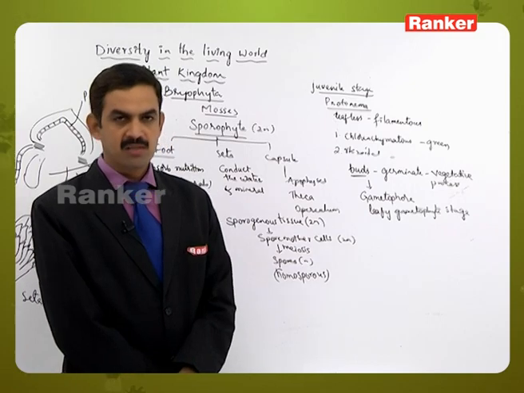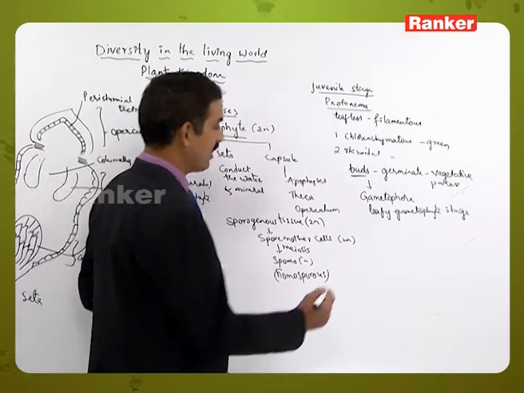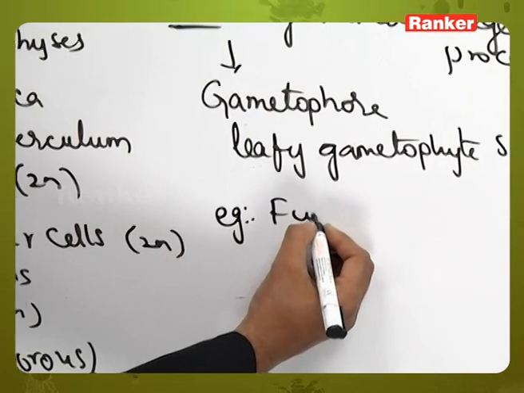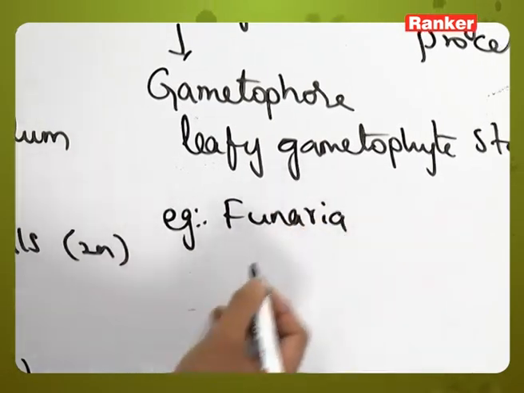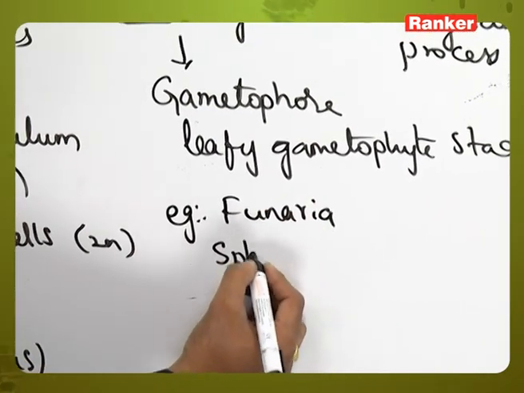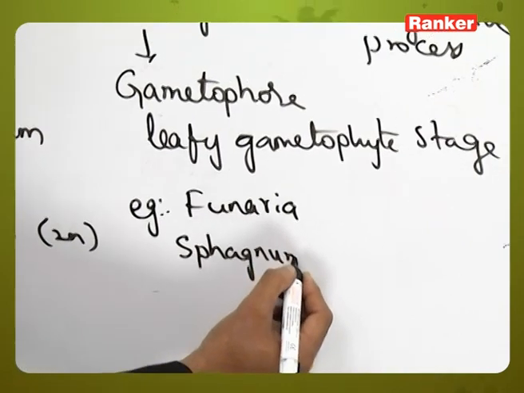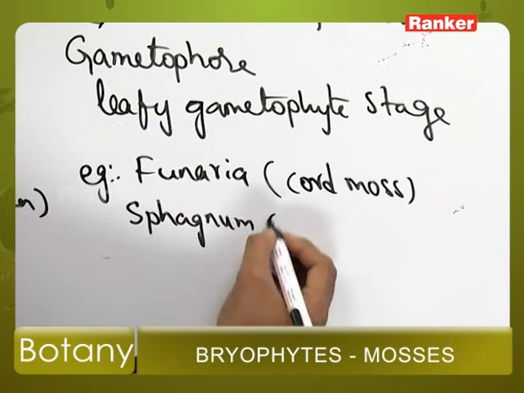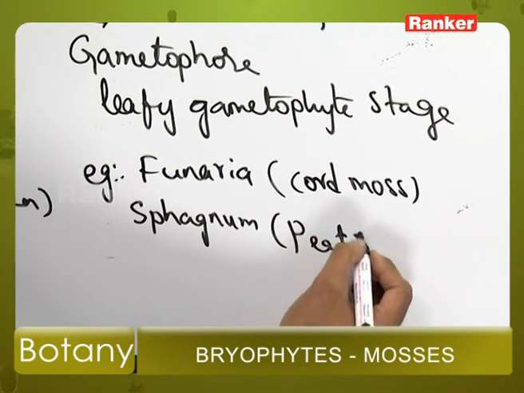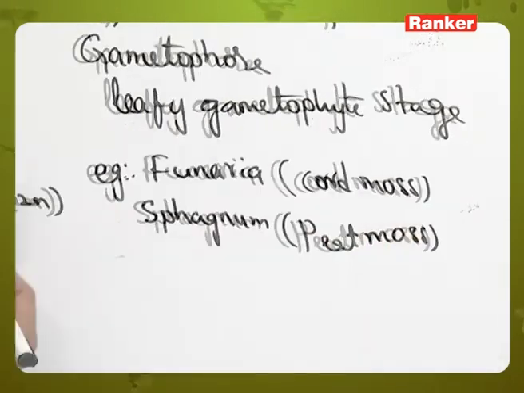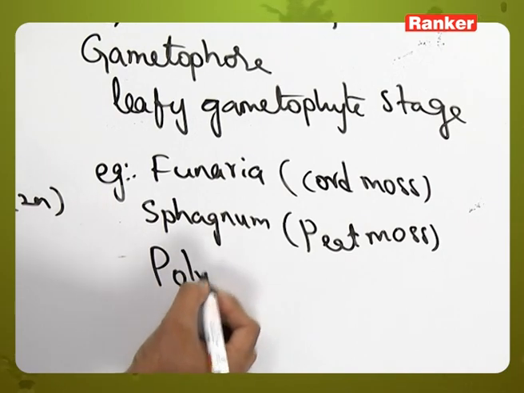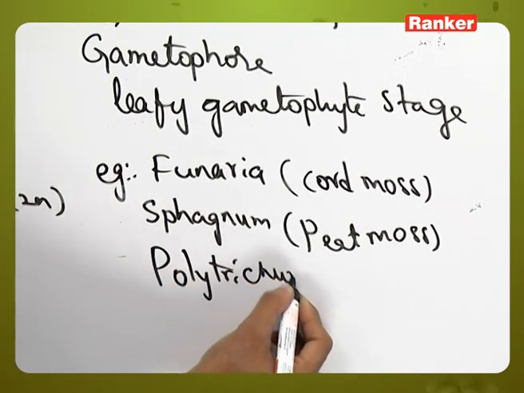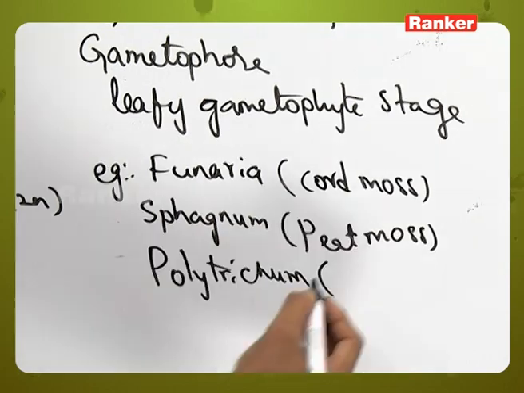Some of the examples belonging to the mosses are Funaria, Sphagnum, and Polytrichum. Funaria is called cord moss, Sphagnum is called peat moss, and Polytrichum is called hair cap moss.